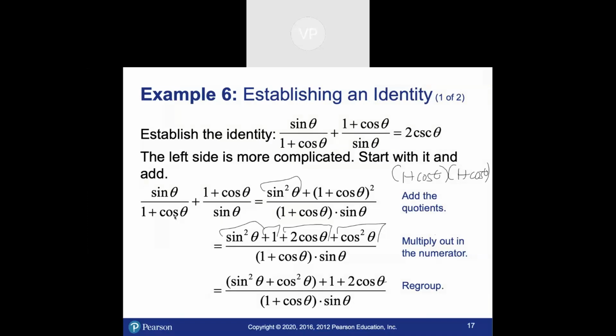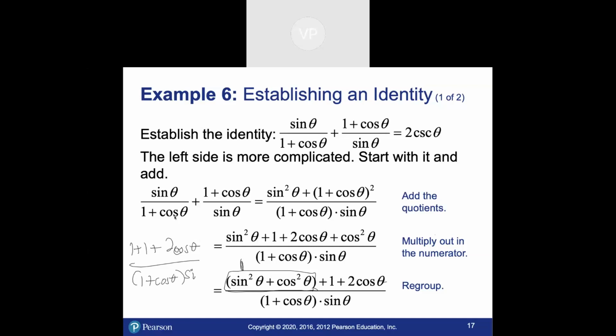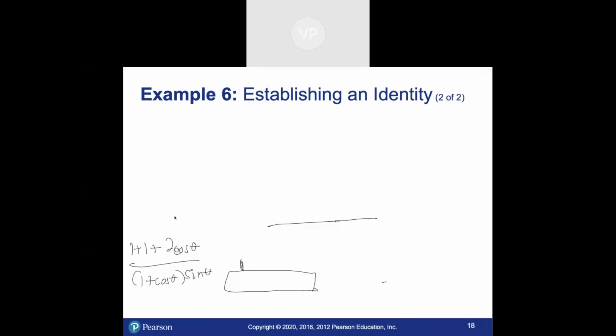Okay, let me go back and show everyone how that came about. See all this stuff on the top. We have 4 terms. Well, 2 of the terms, the sine square and the cosine square, become the number 1. So now we have 1 plus 1 plus 2 cosine theta on top. The bottom is still 1 plus cosine theta times sine. And if you're wondering, it doesn't matter if you write sine or 1 plus cosine first, as long as they're both together on the bottom, multiplied together.